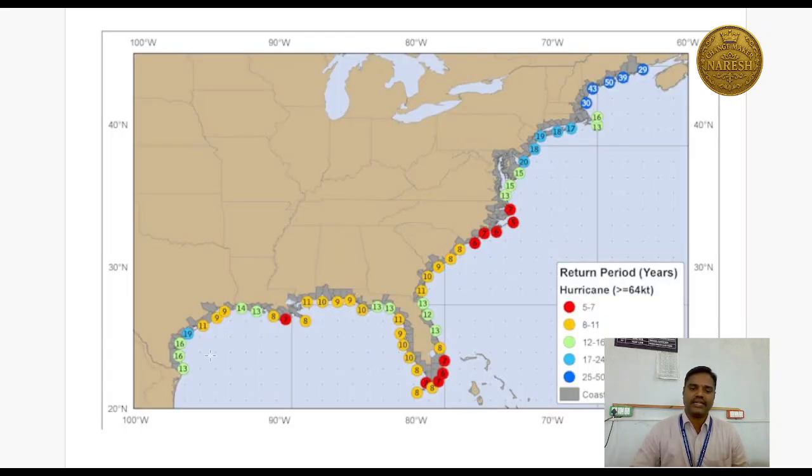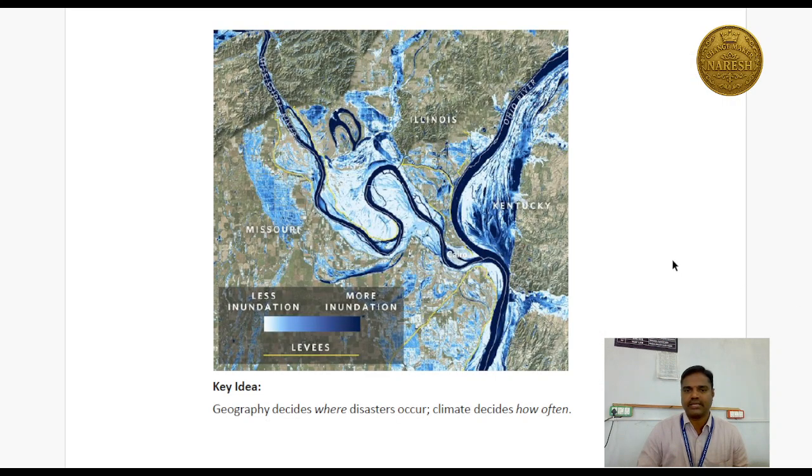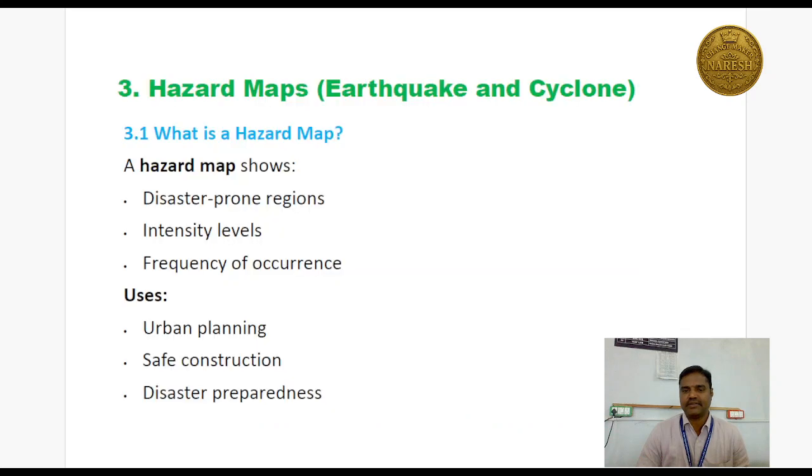So these are the coastal areas where hurricanes occur. If you see the red color, it is 5 to 7 intensity. When you look at the yellow color, we find 8 to 11. Then there are many others. By seeing this figure you can find all the information related to the coastal areas. So this is the key idea: the geography decides where disasters occur, and climate decides how often. By seeing this figure you will get it.